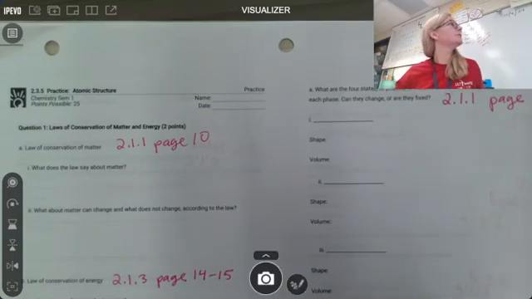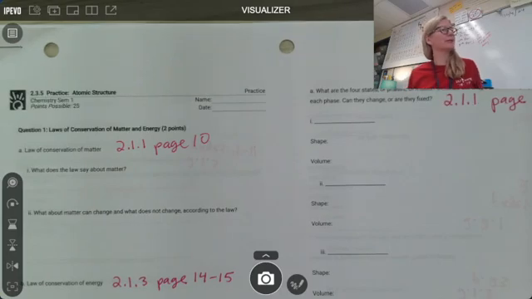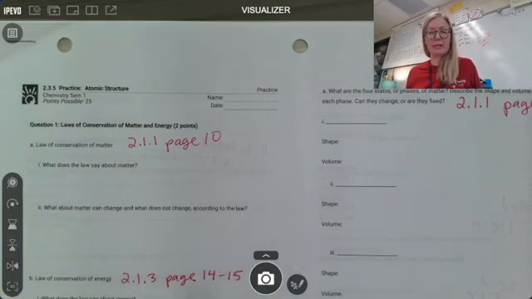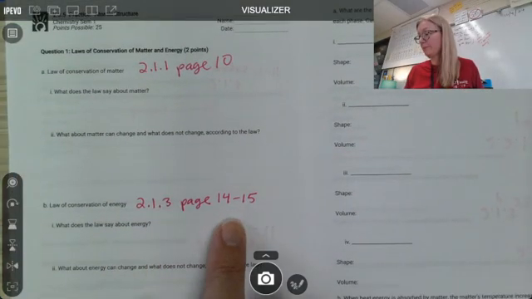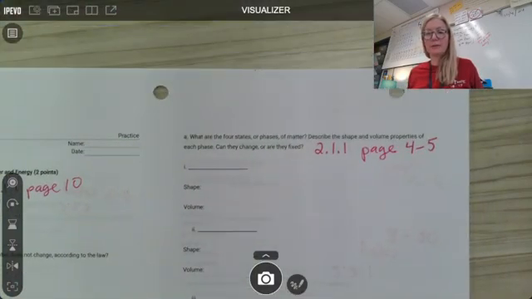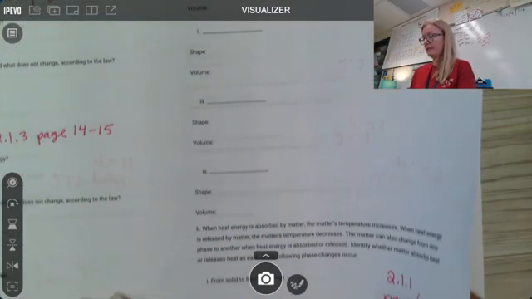I'm here to talk about 2.3.5 practice on atomic structure. So I'm just going to give you some hints. Question 1A, look at 2.1.1, page 10. And for part B, look at 2.1.3, page 14 to 15. For question 2A, look at 2.1.1, page 4 to 5. For part B, look at 2.1.1, page 6.